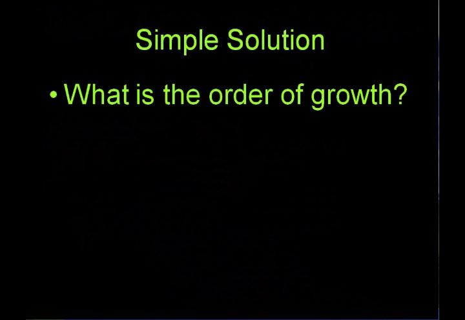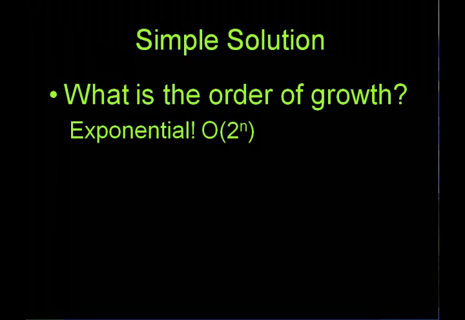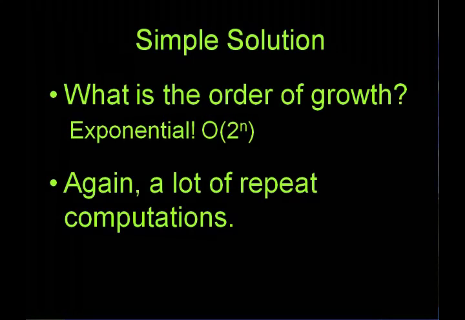Okay, simple solution. Now, what's the order of growth? Sorry? Exponential. Why? Because you know that this thing is branching out. Every step that is not null or base case is branching out, exactly like count change, right? So this is some kind of exponential order of growth. But the thing to realize is that there are a lot of repeated computations.